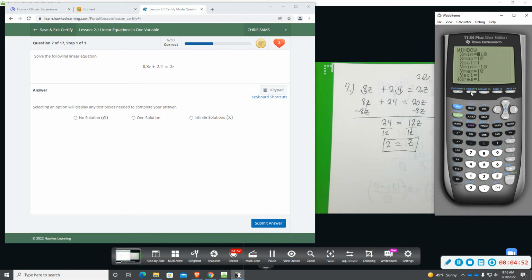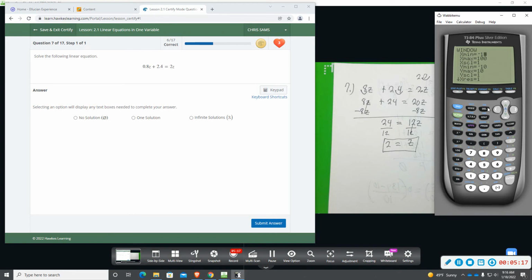So in the window, if you change your x minimum, let's just say to negative 100, and you change your x maximum to 100, this will guarantee your answer will always be there. So let me show you what I mean when you have a problem. I know that our answer is 2.